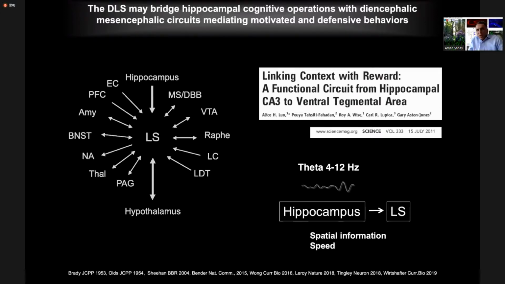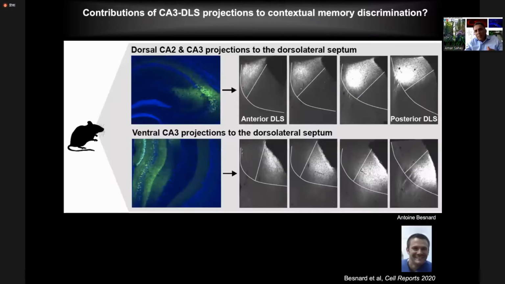So what Antoine sought to address first and foremost was whether or not CA3 projections, as you move along the septotemporal axis of the hippocampus, subscribe to any pattern of organization within the dorsolateral septum. And what Antoine found is that dorsal CA3 projections terminate exclusively in this medial region of the dorsolateral septum as shown over here.